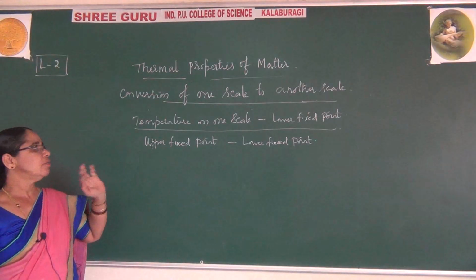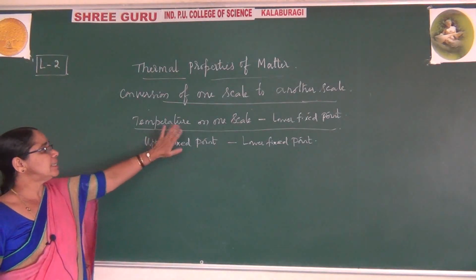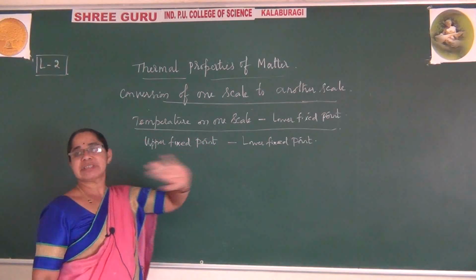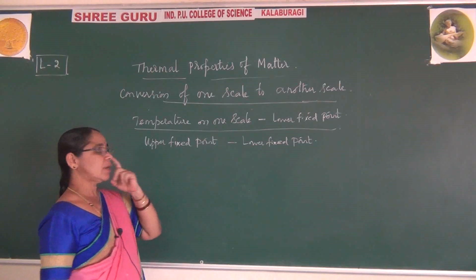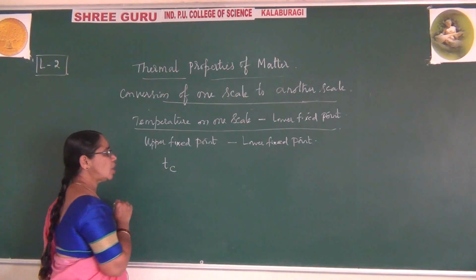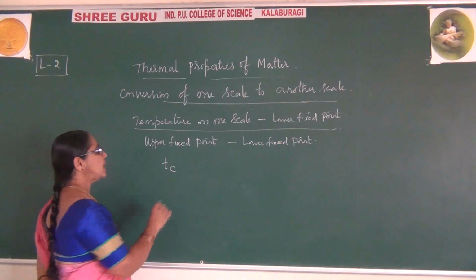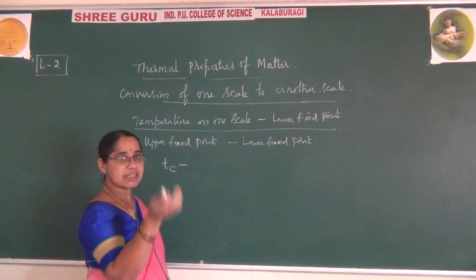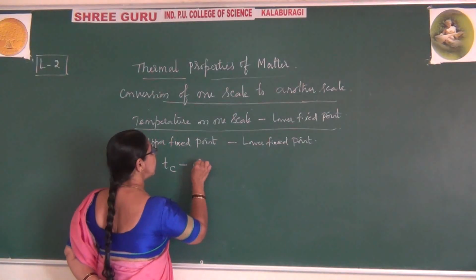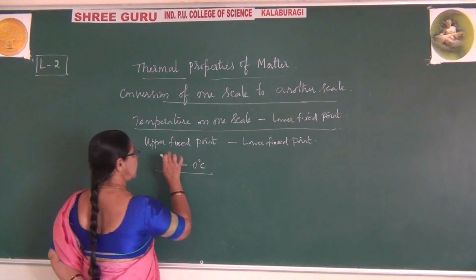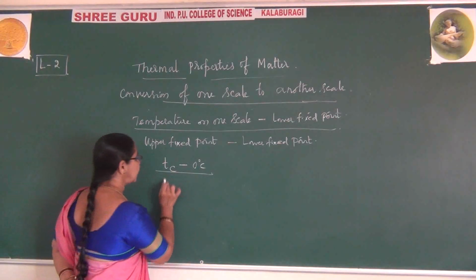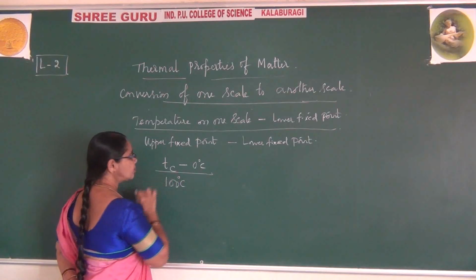You need not worry only for the scale alone. Here temperature on one scale, whichever scale you decide. Let me first write for the Celsius scale. So temperature on Celsius scale, let me write TC, minus the lower fixed point on Celsius scale, which was 0 degree centigrade. The whole divided by the upper fixed point in the Celsius scale, which was given as 100 degree centigrade.